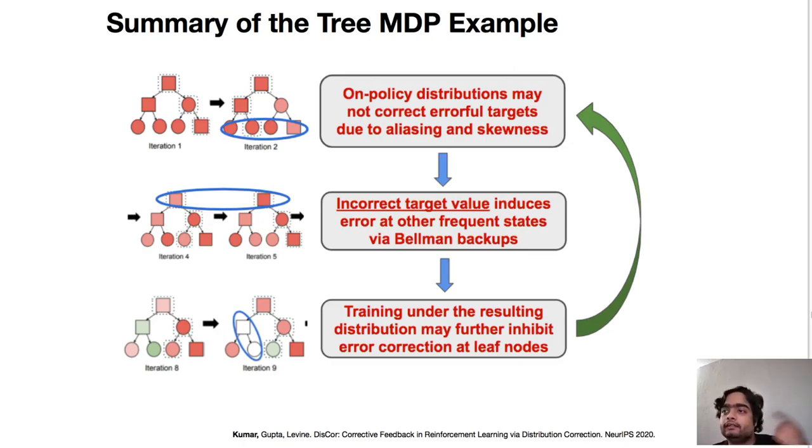And then when you train under the resulting distribution, you may further inhibit error correction at leaf nodes because you're just trying to minimize errors at the root nodes or closer to root nodes against wrong target values. And because those values are aliased with the nodes appearing at the leaf nodes, you may not be able to correct errors at the leaf nodes at all. And this process continues in a bad feedback loop, and that may inhibit the corrective feedback nature of data collection here.